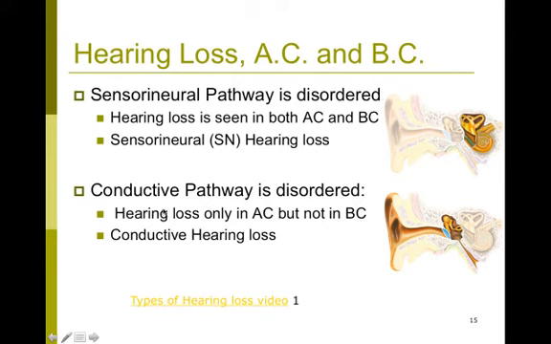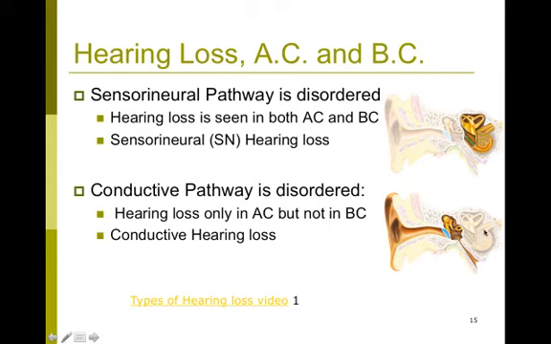Okay, if the conductive pathway is abnormal, in other words, if there's a problem in the external ear, something blocking the external ear or a tumor growing in the ear canal, or if there's a problem in the middle ear, like an ear infection or a perforated eardrum, for example, then the hearing loss is going to be seen only through the air conduction pathway. But if you were to present sounds through the bone conduction, since you're bypassing this abnormal external and the middle ear, things might be within normal limits. Okay, so in that case, you have a conductive hearing loss.